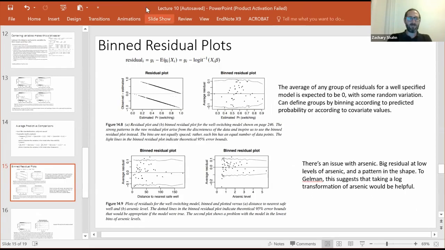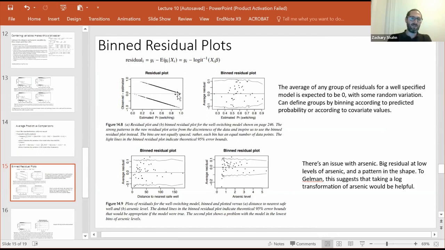Let's get to model diagnostics. So with linear models, we looked at residual plots, where we would plot the predicted value, the conditional expectation of the outcome, against the residual, which was the difference between the actual observed value of the outcome and its estimated value. If you do that for a logistic regression, it's non-informative.